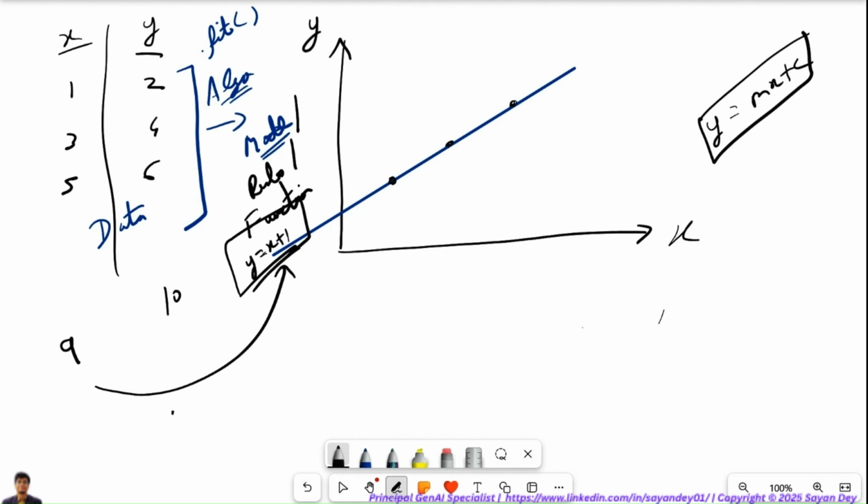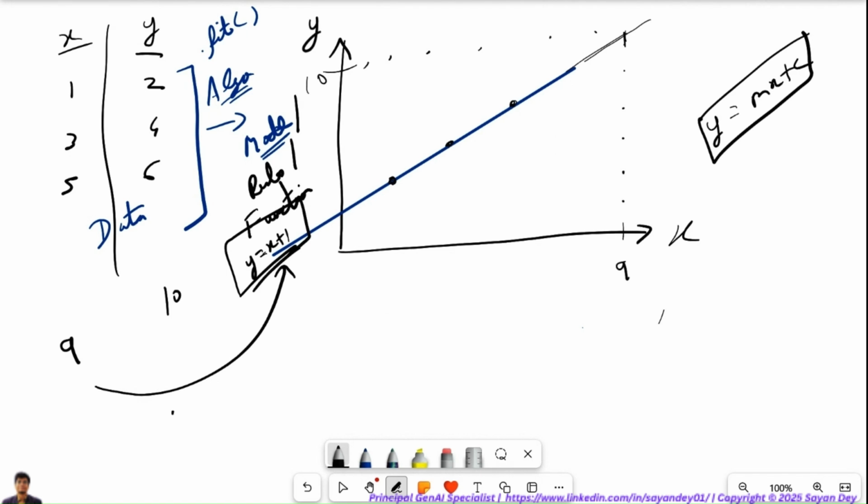Visually, how will I do it? Next time x is equal to 9, you extend the line and you predict, hey, given this is the line, if x is 9, the predicted value of y will be equal to 10. So that's the way you can visualize what is going on in linear regression.